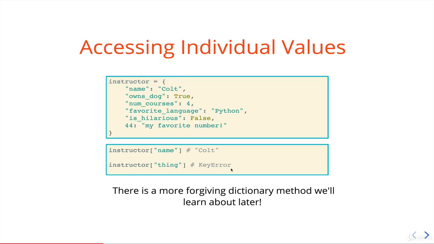Next, we're going to learn about iterating over them, looping over them. It's a bit different than iterating over a list because there's multiple pieces of data. We have to worry about keys and values. So we'll get to that.